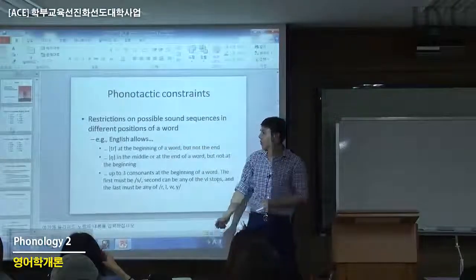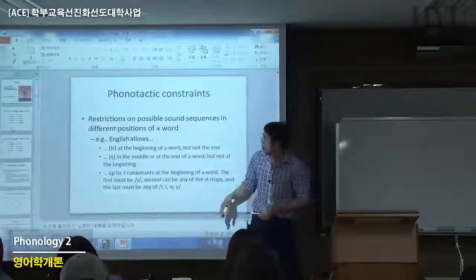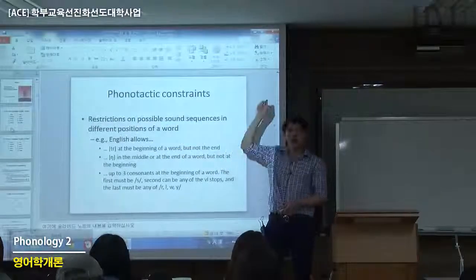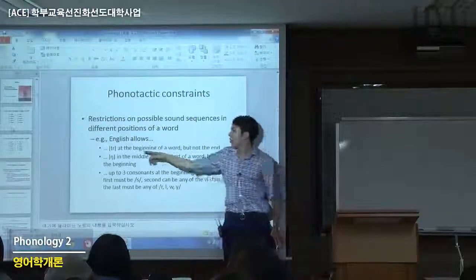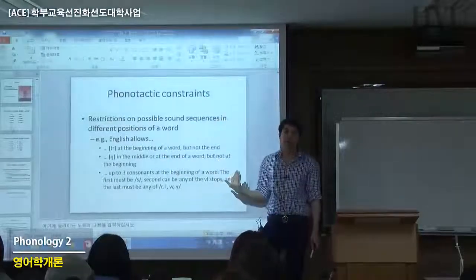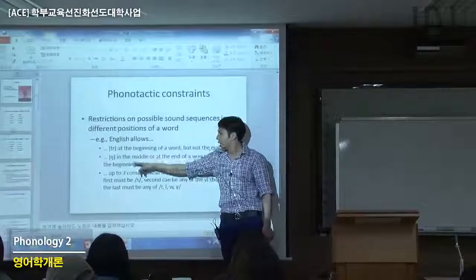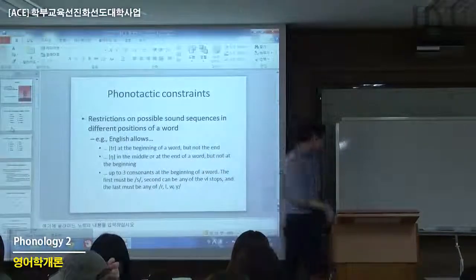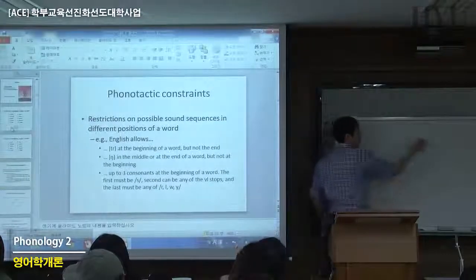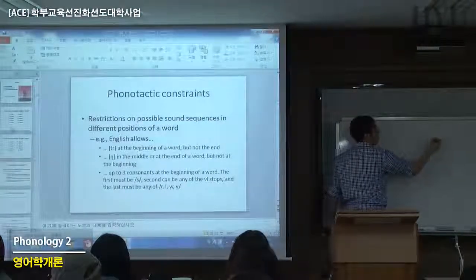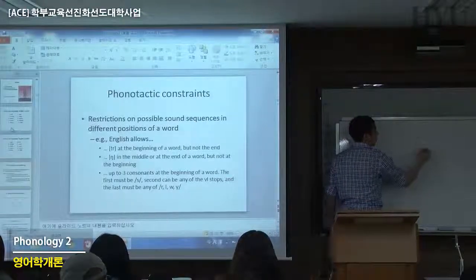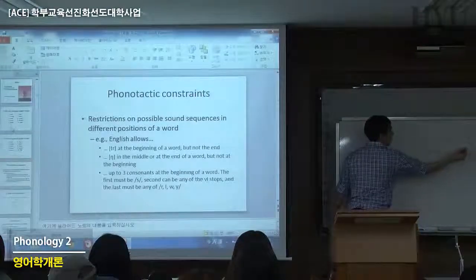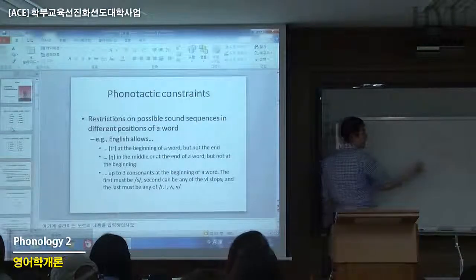So in English, for example, English allows maybe TR at the beginning of a word but not at the end. We have words like tree, right? But you never have TR at the end of a word like that. Or N with a tail in the middle or at the end of a word but not at the beginning. So we never have N in the beginning, but we have it in between, like finger, right? So this is in between. And at the end, like fishing.